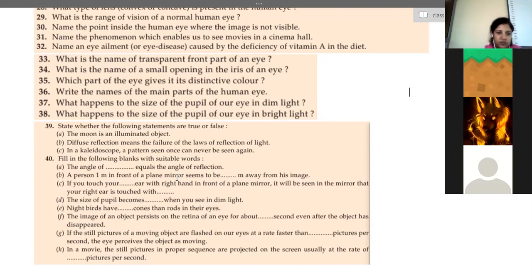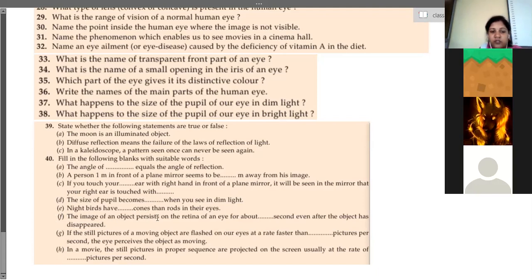The size of the pupil becomes dash when you see in dim light. Larger. Night birds have dash cones than rods in their eyes. Fewer. Less number of cones, because at night color is not required, brightness is required. And brightness is sensed by rods.